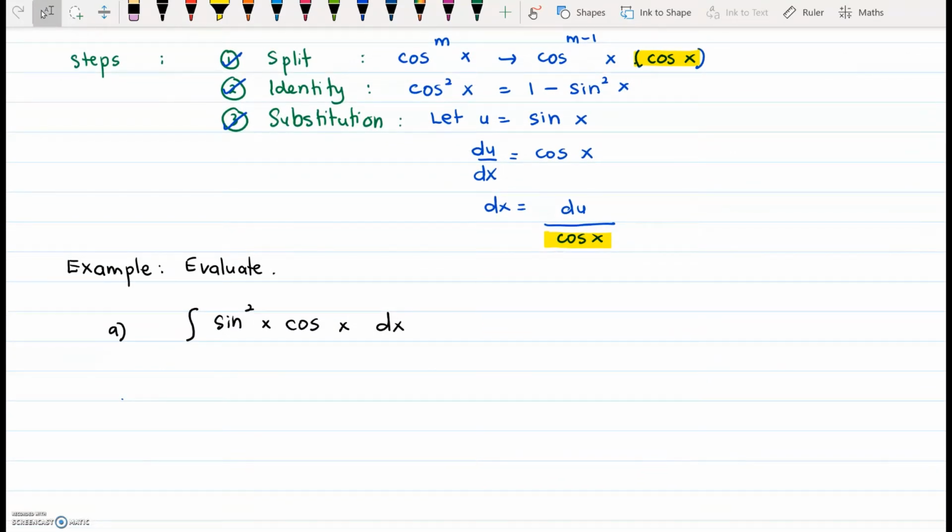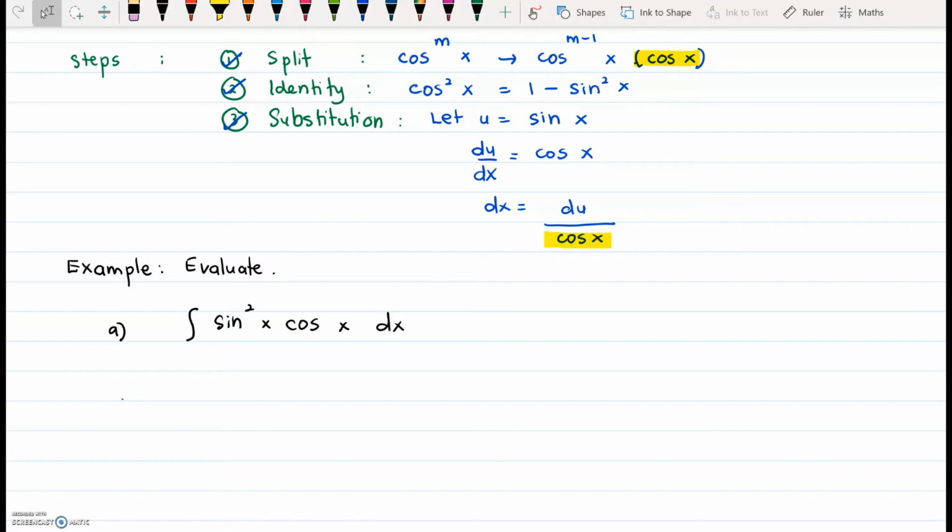We have here the integration of sine square x cos x dx. As I have mentioned in the previous topic, we will solve the integration of trigonometric functions according to the priority of the cases listed for the trigonometric function. Firstly, we check case 1, where the power of sine is odd or even. In this case the power of sine is not odd, so we will continue with the next case.